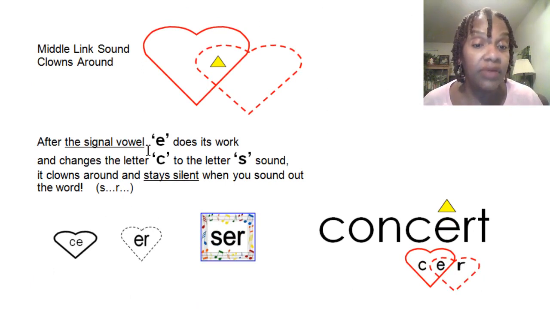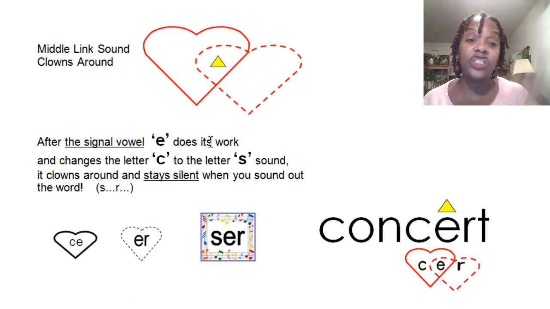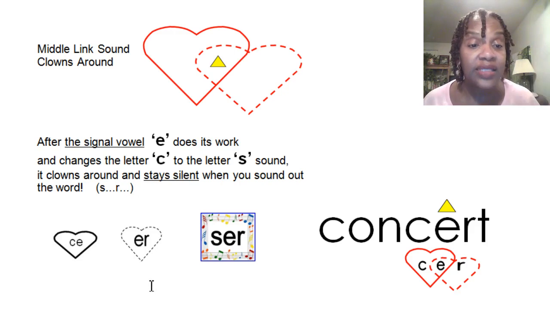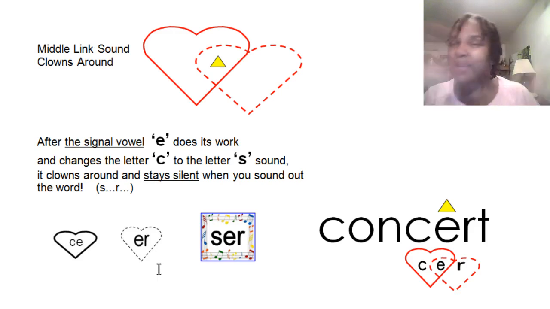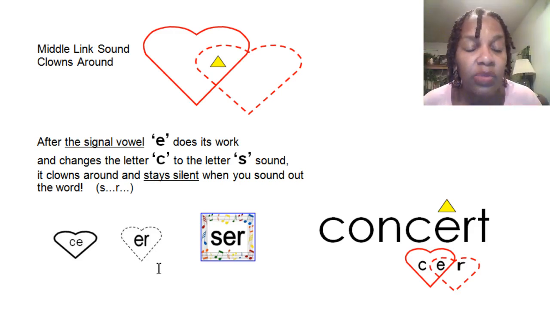After the signal vowel E does its work, that means after it changes that C to an S sound, it kind of clowns around and stays silent when you sound out the word, okay? So I know this might sound like a whole bunch of stuff to learn, but it's not. But just hang in with me for a second.